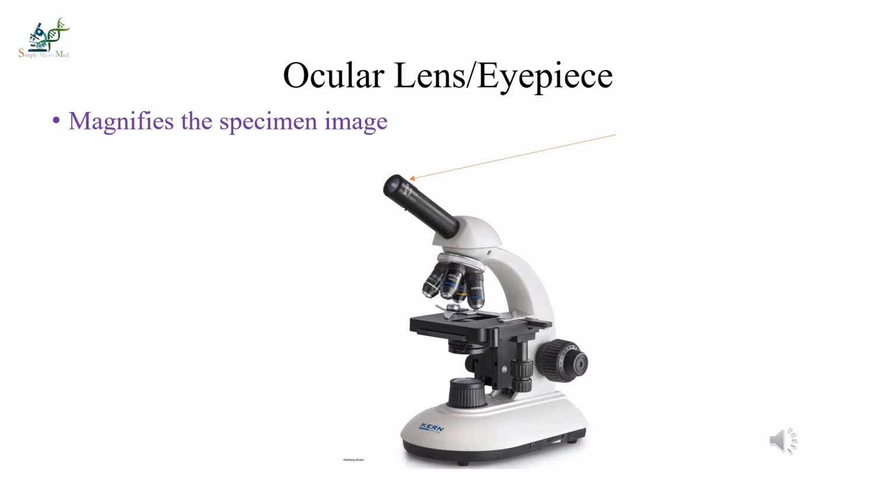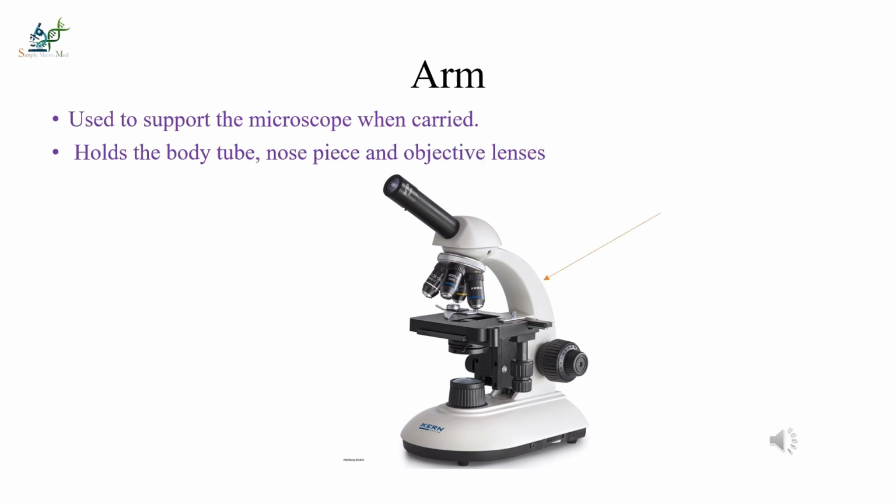And this is the ocular lens. Through the ocular lens, we can see the enlarged view of the object or the sample. And this is the arm of the microscope. It is used to support the microscope when carried, and also holds the body tube, nose piece, and objective lens.